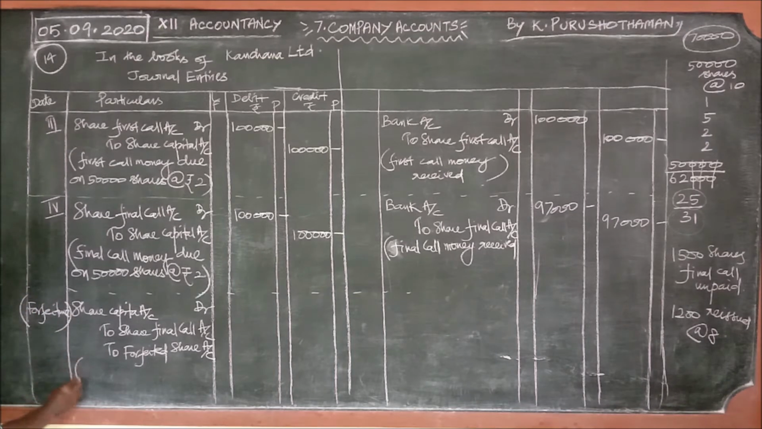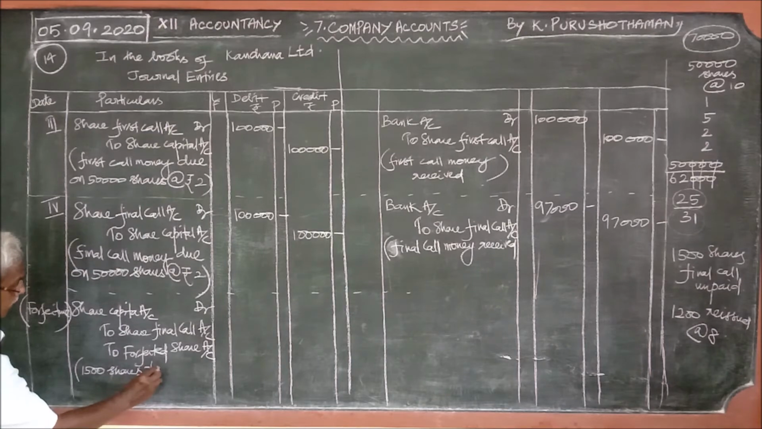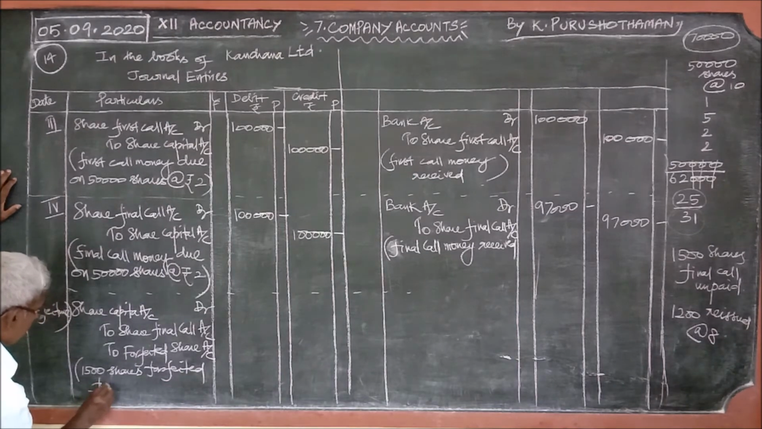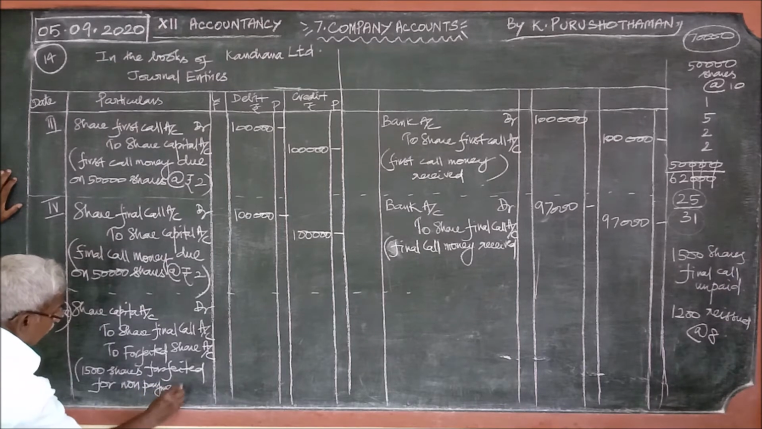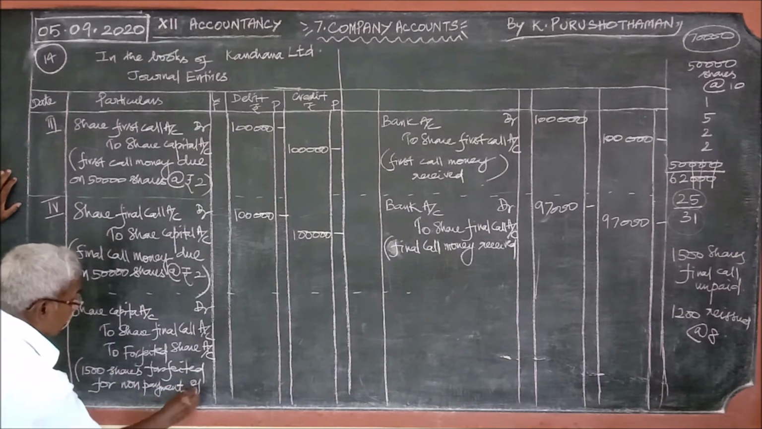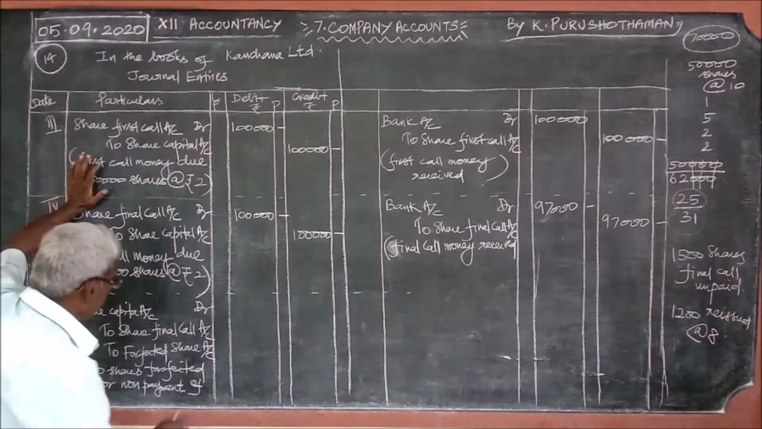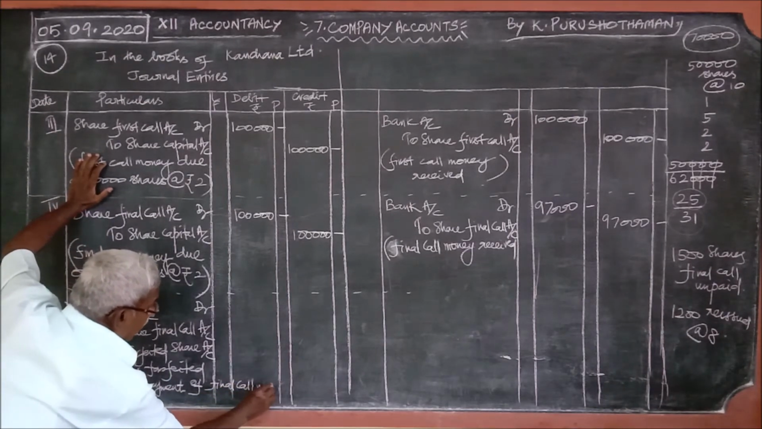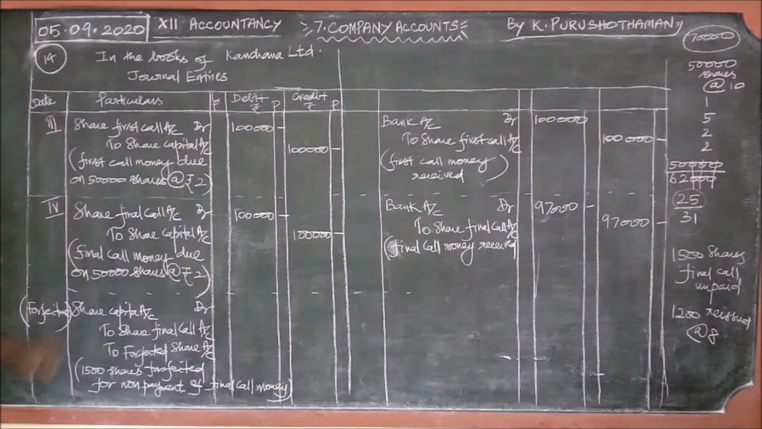The narration we can write: 1,500 shares forfeited for non-payment of final call money.